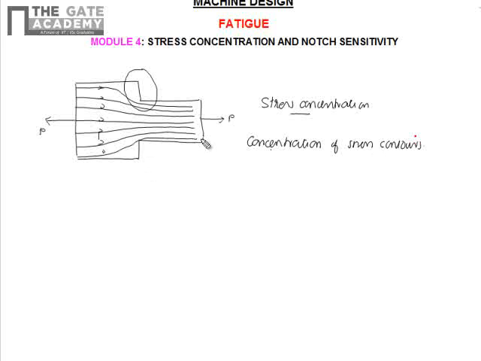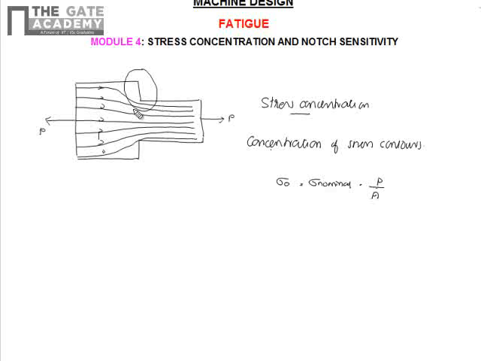Now consider the geometry like this, which is subjected to load P on both sides. Now when the load P is applied, the nominal stress which comes in the body, given by sigma O, also known as sigma nominal, is nothing but P by A, that we have already seen. Now, these are the stress contours shown in the body. Because of the change in cross section, because of the discontinuity, there's a change in direction of the stress contours.